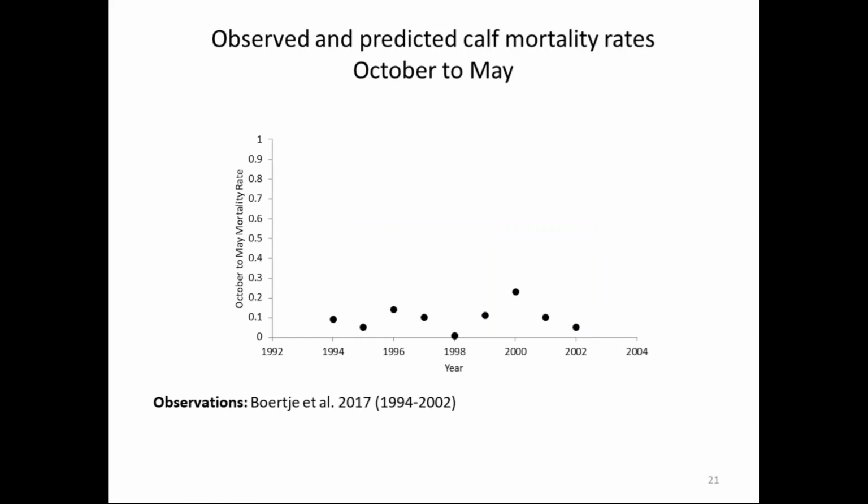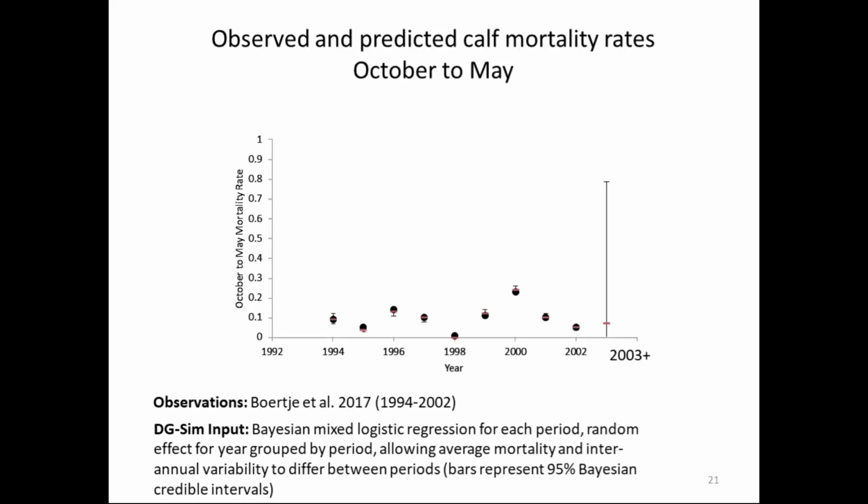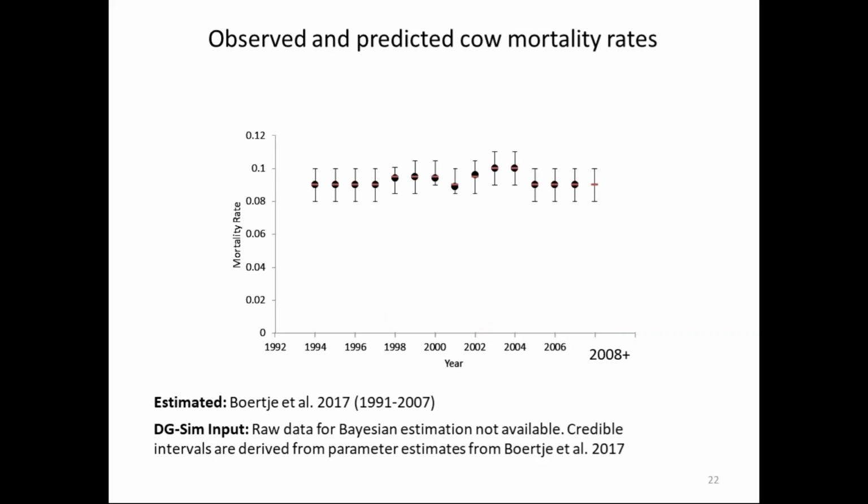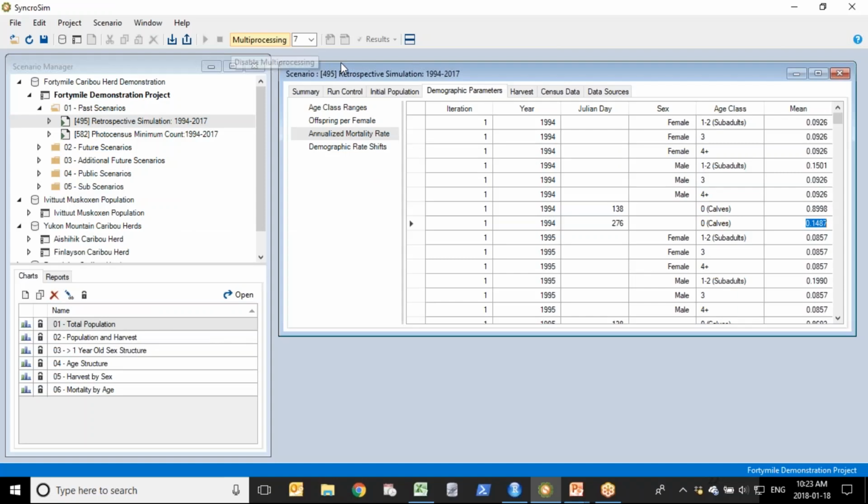And here are the observed mortality rates from October to May. And so you can see they tend to be lower, but moving forward, the mean of that distribution is low, but there tends to be a bit of a long tail to that distribution in terms of the uncertainty around future mortality rates for calves. And this is just the observed mortality rates for adult cows. Now, we didn't have the raw data, so the credible intervals had to be derived from the parameter estimates out of the Borchi and others paper. So those are mortality rates.